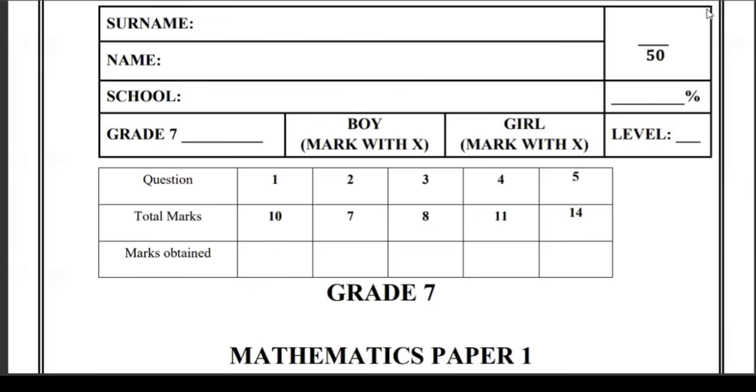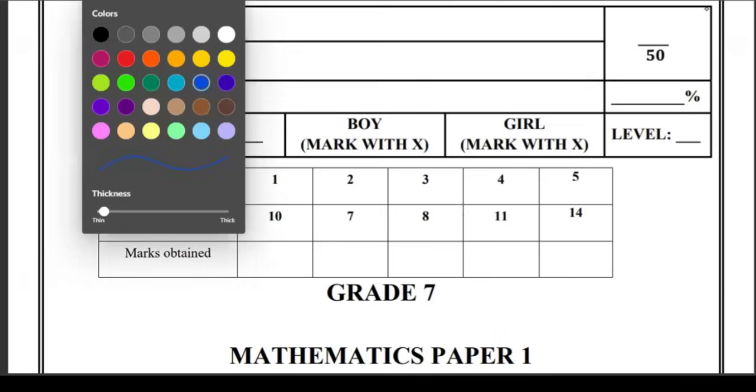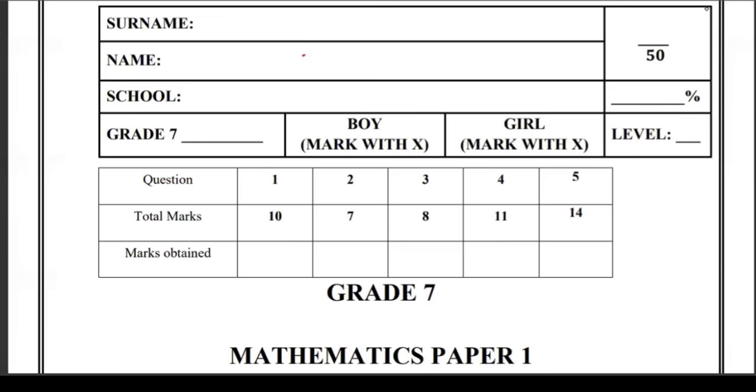Hello, welcome to yet another episode where we shall be looking at the preparation for the end of year mathematics paper 1 for the grade 7s. Before we start, we basically need to know what contents are going to be in paper 1, because at the end of the year, we're going to have two papers. There's going to be a paper 1, and then there's also going to be a paper 2.